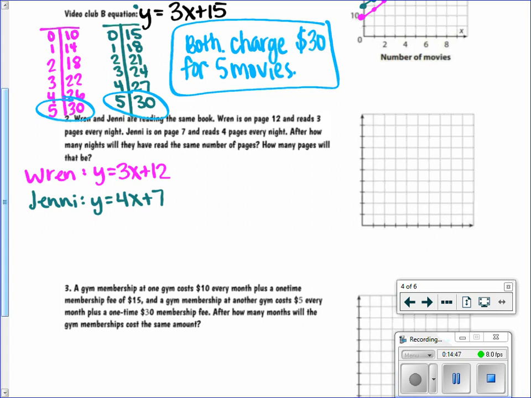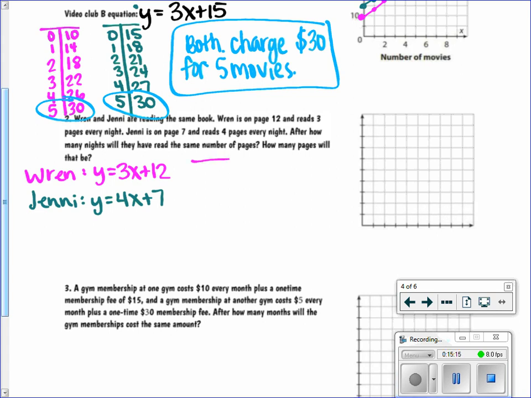Before we make the graph, one's starting at 7, one's starting at 12, one's going by 3, one's going by 4. The chances of us having exact intervals for our x and our y, slim to none, just because those numbers are not very nice with each other. So let's do the same that we did before. Make a table first, then we can make the graph that goes with it.